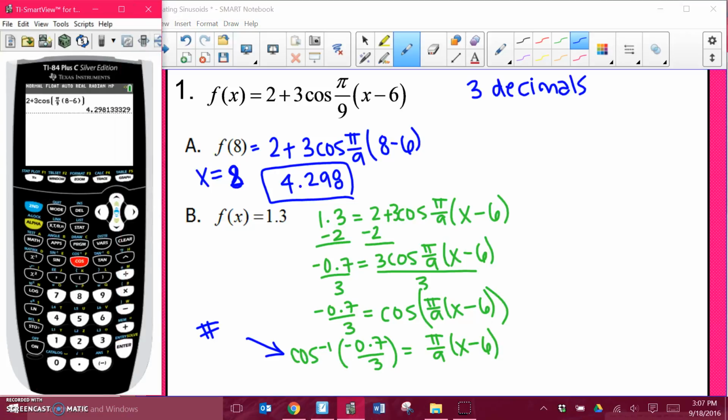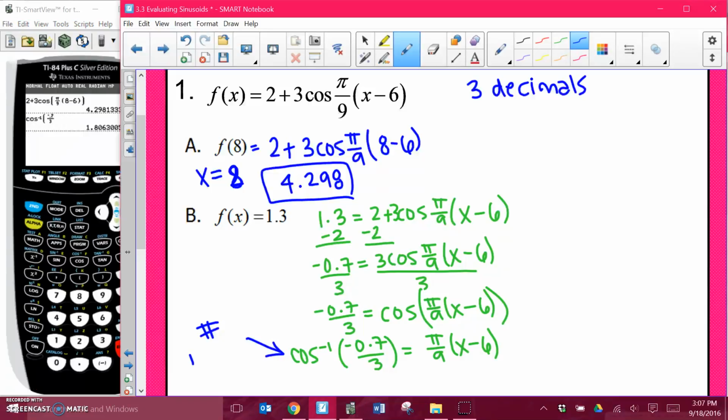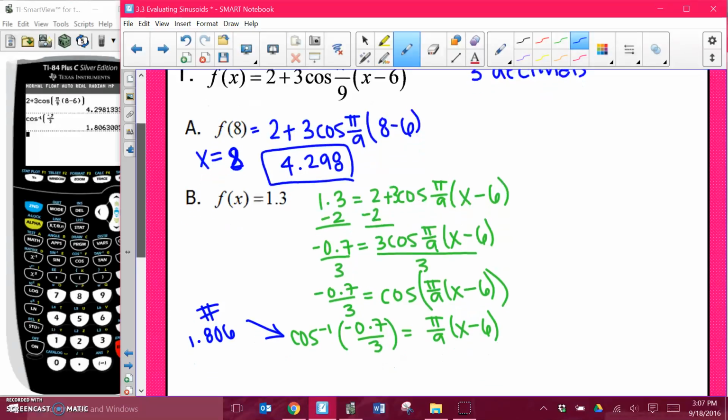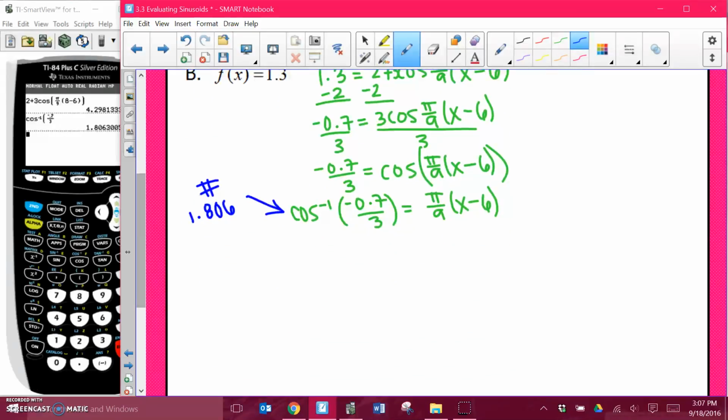So I do second cosine because it has the inverse on it. And then again, you can make this into a fraction if you want to make it look the same. Negative 0.7 all over 3. So small. Okay, and so I get that this number is 1.806. And you can go ahead and store that in your calculator if you want to make sure you have a more exact answer. Okay, so the one thing though, this is 1.806 radians.